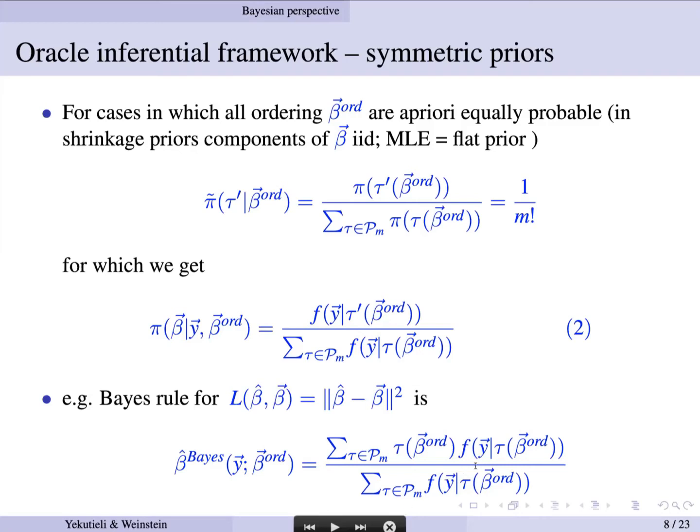And again, the point is that the Bayes rule at the bottom of the slide is simultaneously better than all Bayes rules for any exchangeable prior. Okay, so I'll move on. So this was the Bayesian case. Now let's move on to the frequentist case.